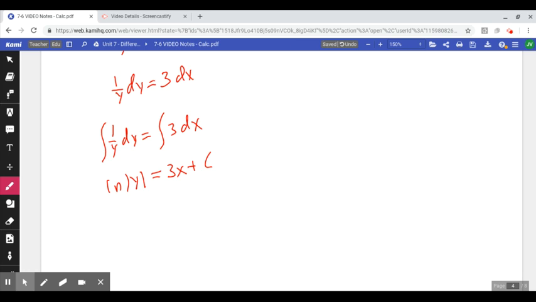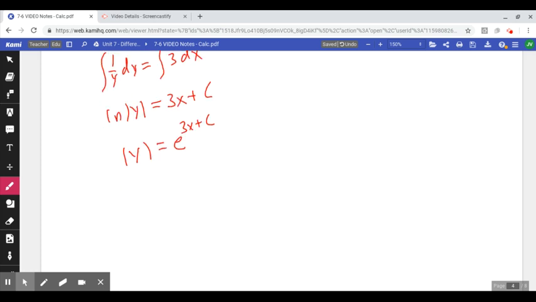So a natural log has a base of e. So I can write the absolute value of y is equal to e to the 3x plus c power. Also notice that we have an absolute value on the left-hand side, so we can change that into just y, but we need to put a plus or minus sign on the right-hand side. And that'll be equal to plus or minus e to the 3x plus c.